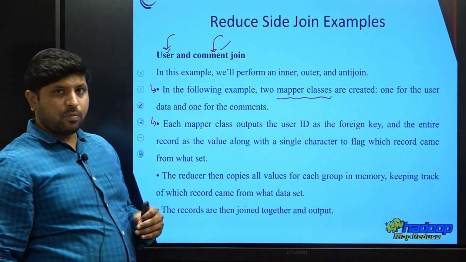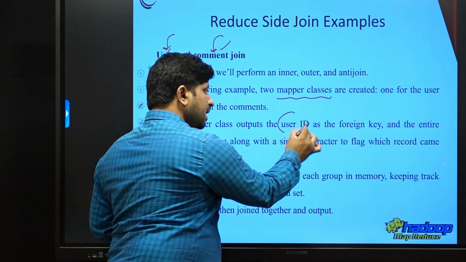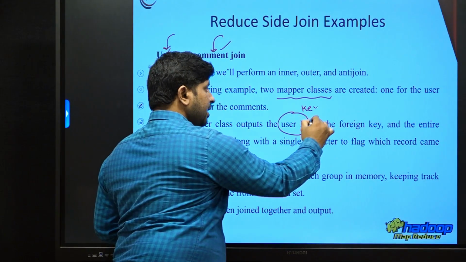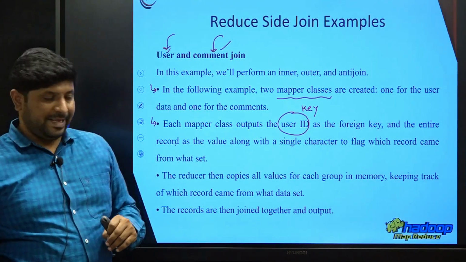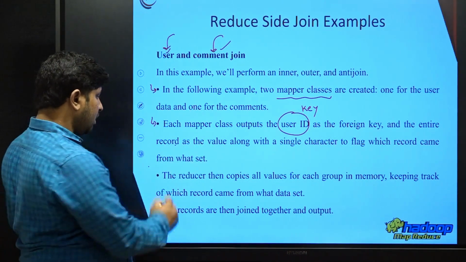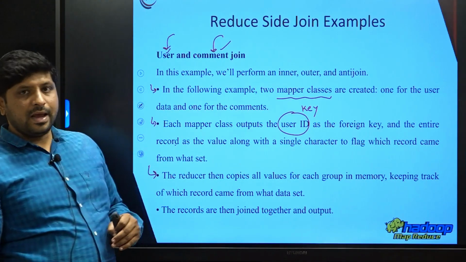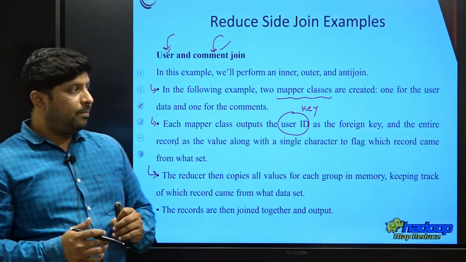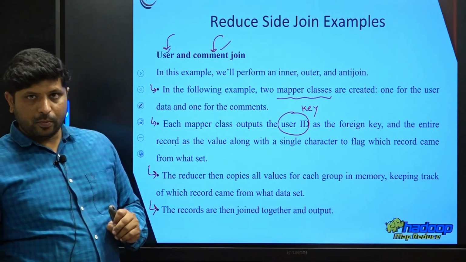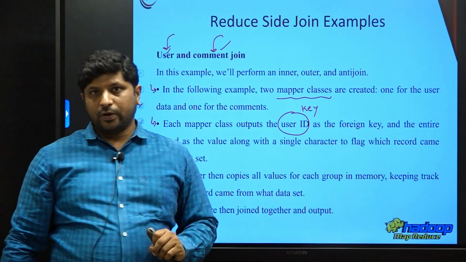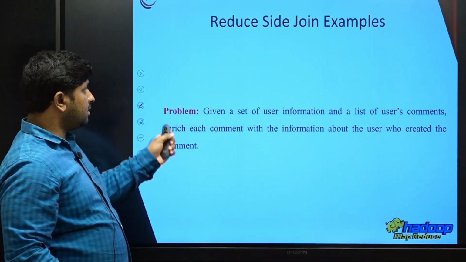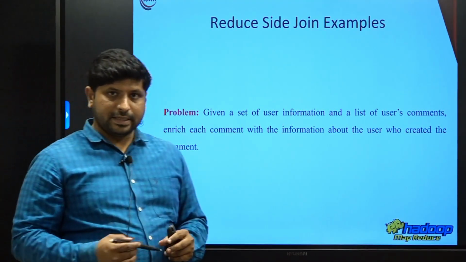Each mapper class provides an output where the user ID is treated as the foreign key, and it will be common in these two data sets, which is treated as the key. Once the mapper produces the output, it will be sent to the reducer, and in the reducer class we will aggregate, or group, based on the user ID, and those values are going to be recorded in a particular output file. So these are the steps we are going to follow. Coming to the execution part, this is a problem which we will take up in the next session. Thank you.